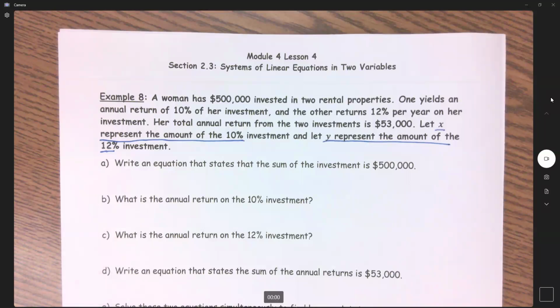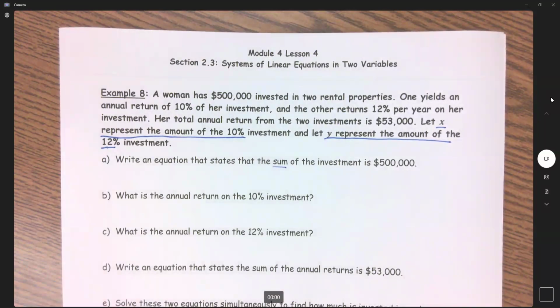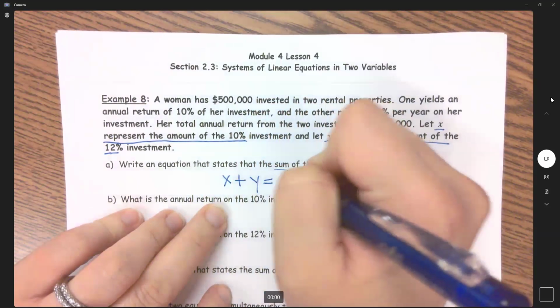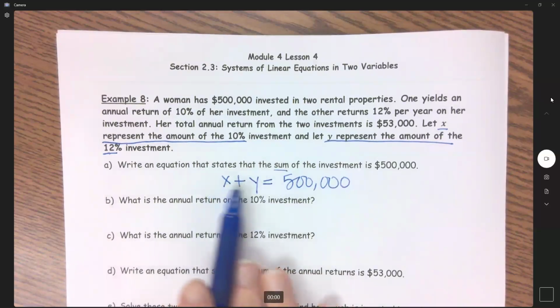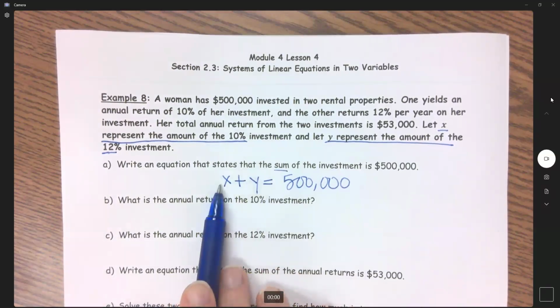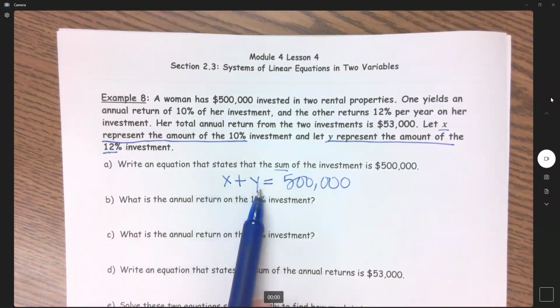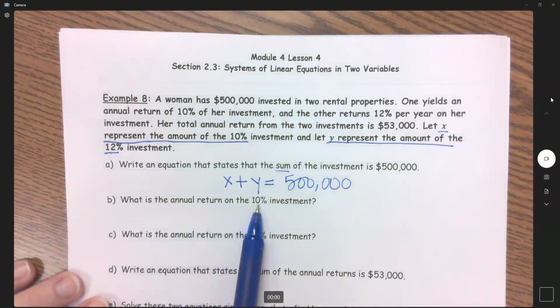So write an equation that states the sum of the investment is $500,000. So that is your quantity one. So that is simply your X plus Y equals 500,000. Okay, so whether that's 300,000 and 200,000, when I add up the total amount that I'm investing in both, it needs to be a total of that 500,000.